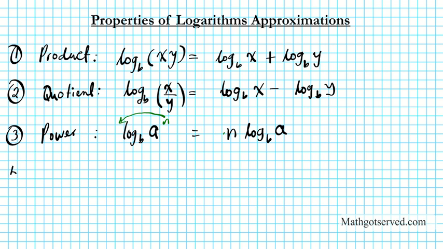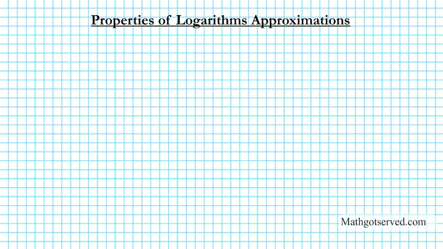Number 4 is the inverse property. What do you have if you have log base b of b? That's simply 1. The reason is that the power of b is 1 here, and these 2 operations are inverses, so they cancel each other out and you're just left with 1. These are the properties I want you to keep in mind for the examples. Now let's go ahead and try out some examples.